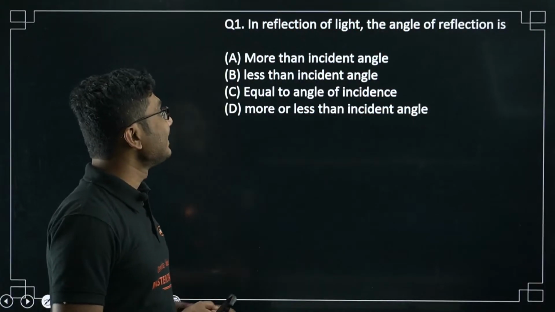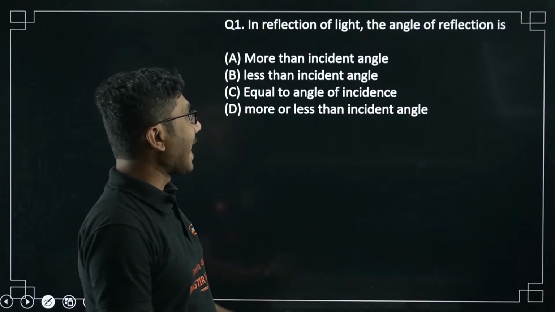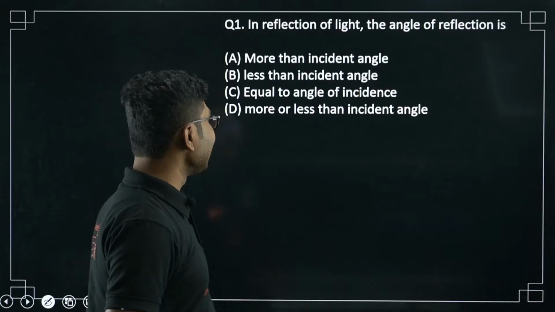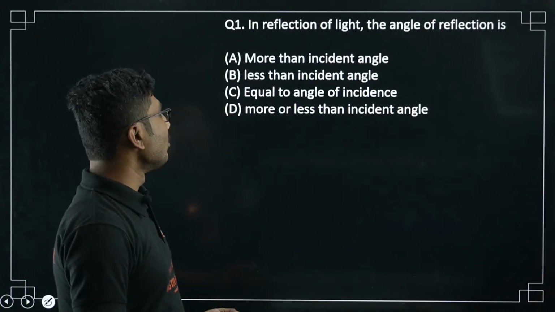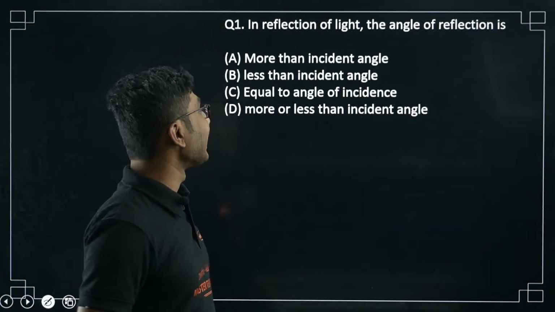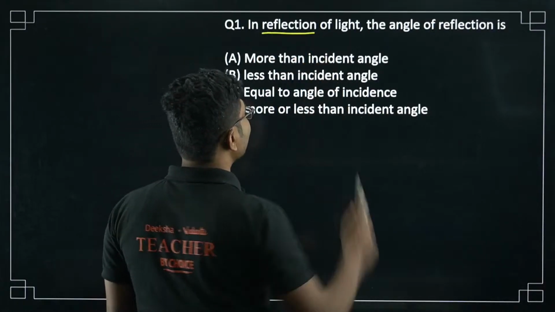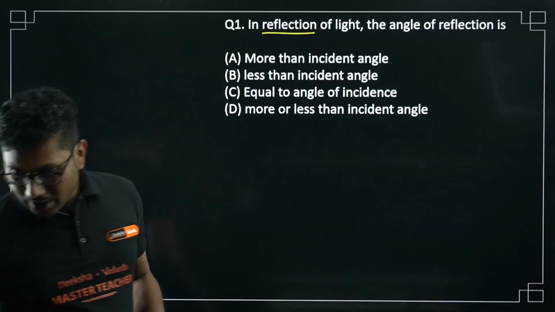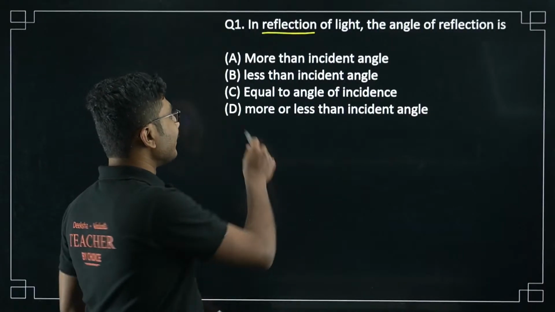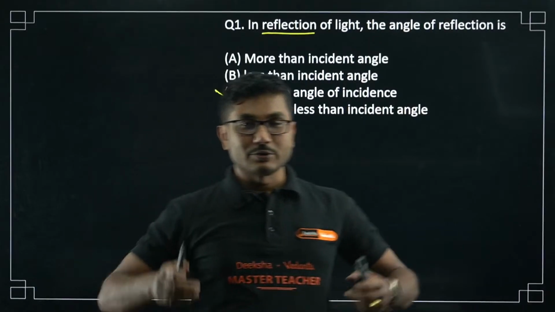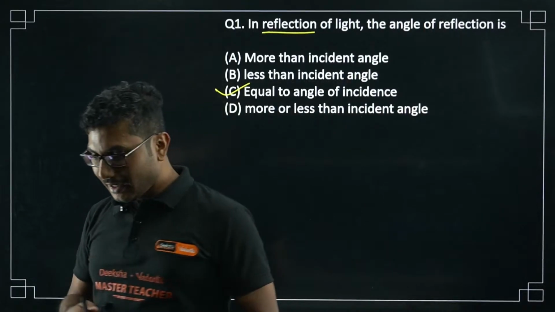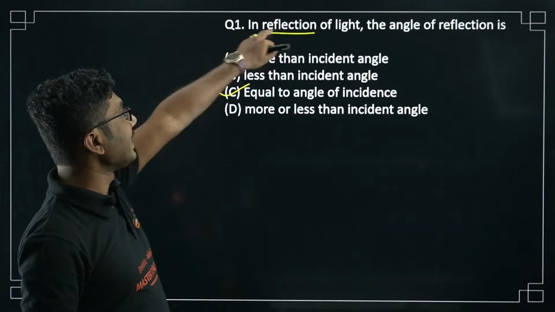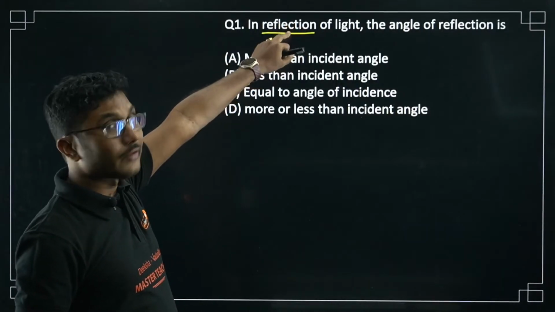First question is, in reflection of light, the angle of reflection is: more than incident angle, less than incident angle, equal to the angle of incidence, or more or less than incident angle. Now they are talking about reflection, so definitely we know from the law of reflection it is 1C. Vyashri and Maddie, answer with the question number please, so that whenever I am seeing your answer I can say you are correct. Yes, 1C, equal to the angle of incidence.